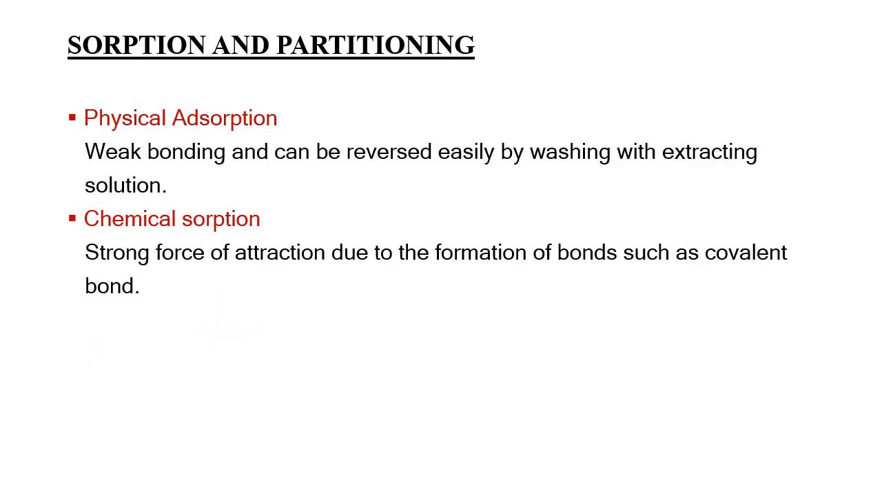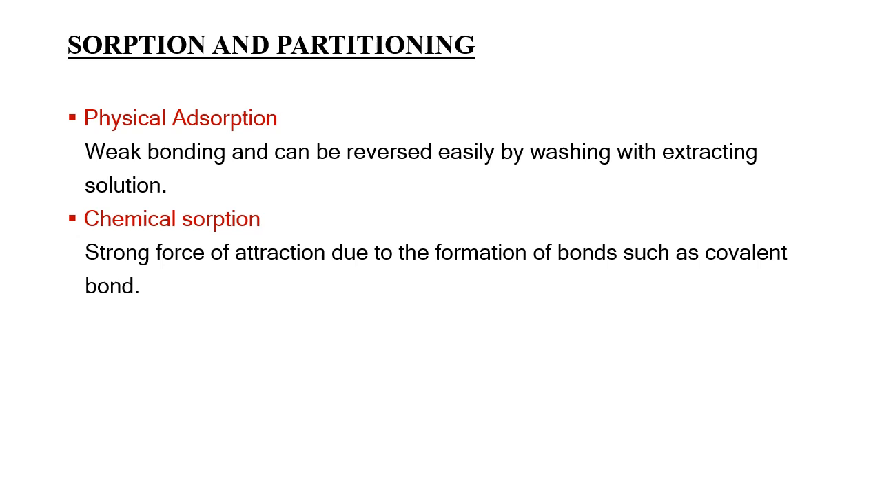As I said, sorption can be either a physical sorption or a chemical sorption. In physical sorption, the bonding will be a very weak bonding between the contaminant and the soil surface, like that of van der Waals, and therefore the contaminants are not going to stay attached onto the soil surface for longer periods of time. Eventually the contaminant will get released from your soil surface.